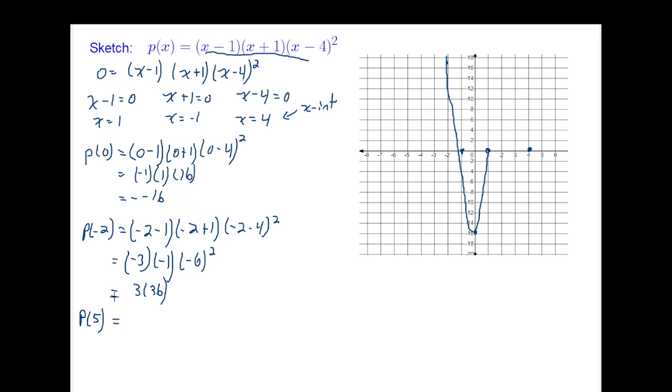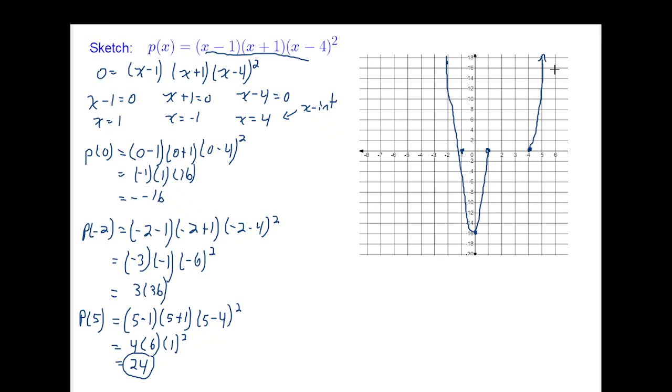Again, we're just taking our function, p of x, and we're subbing 5 in for all of these x's. So 5 minus 1 times 5 plus 1, and 5 minus 4 squared. 5 minus 1 is 4, 5 plus 1 is 6, and 5 minus 4 squared is 1 squared, which is just going to be 1. So here we'll get 24. Again, the number's not so critical here. The fact is that this is a positive number and it's a fairly large number, so this function's obviously going to do something like this and head from here on up.